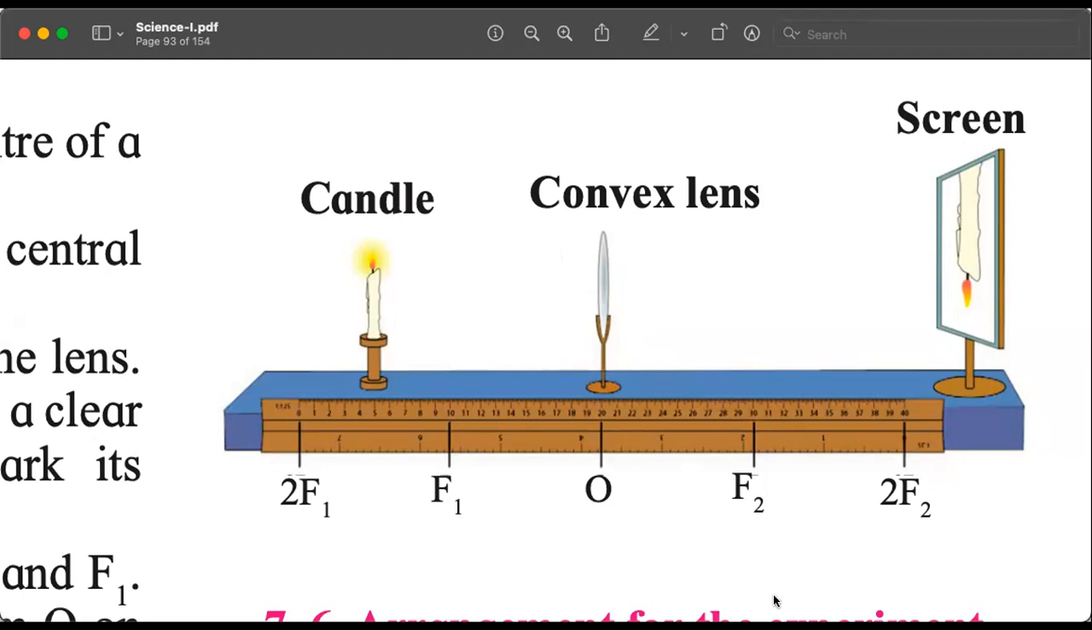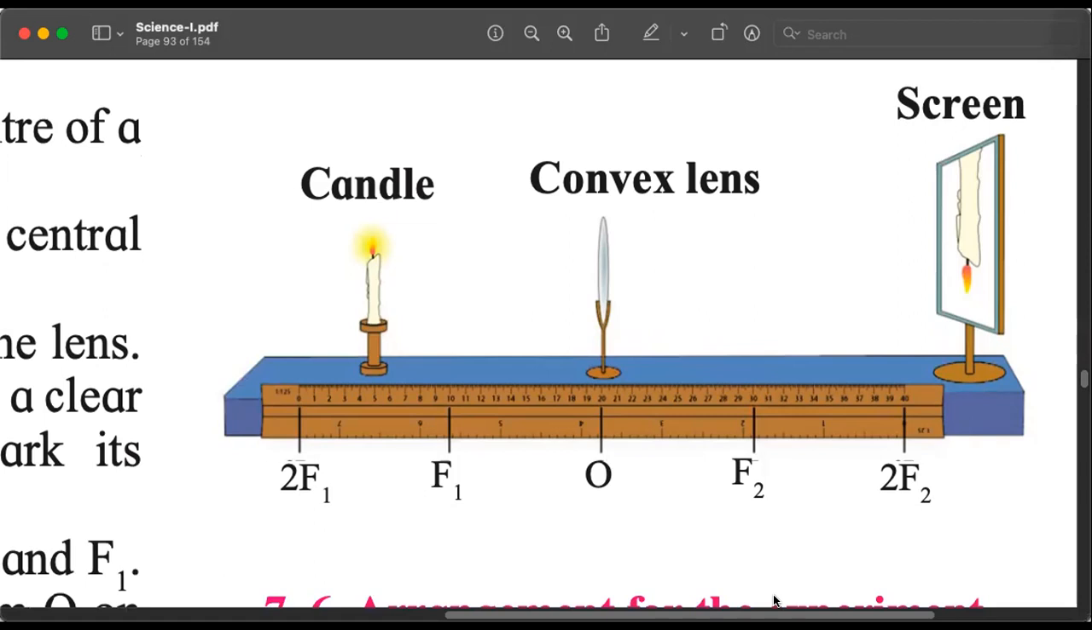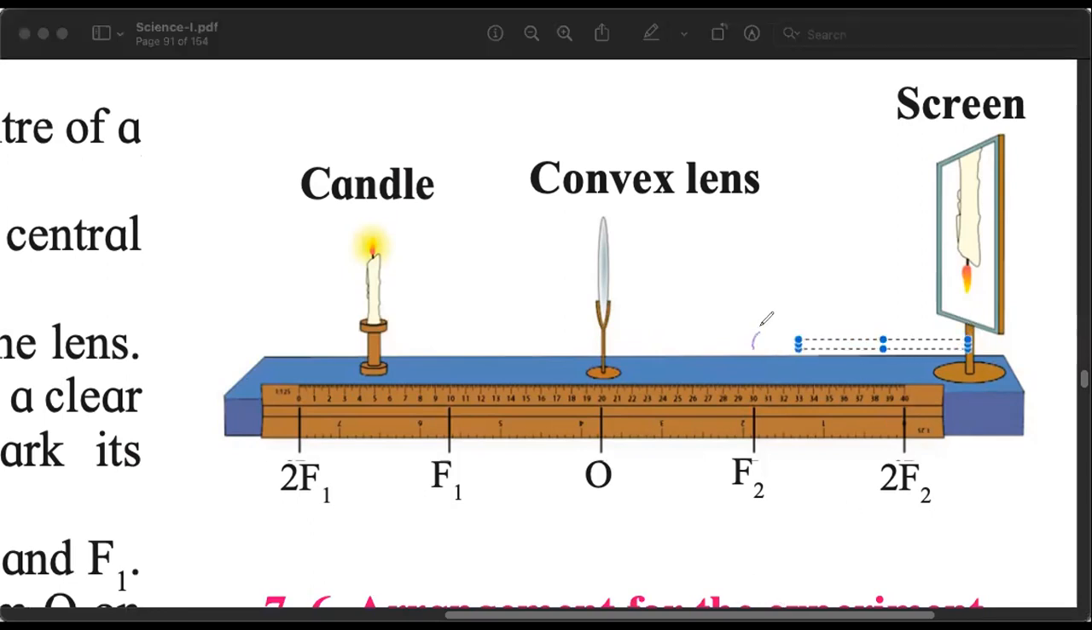What is going to happen is, when we try to move the mirror to find the image, we will see that we will be able to find the image when, what happened now? When the mirror is here, at the focus. Now, can you tell me why this is happening?